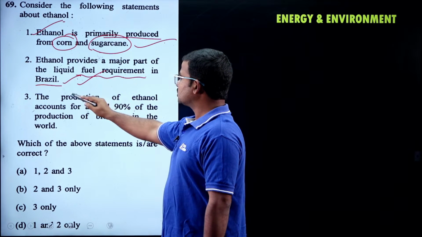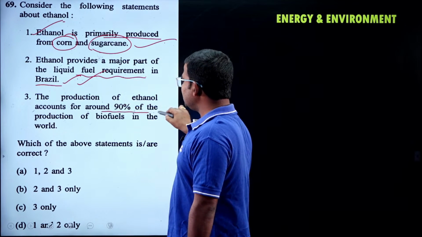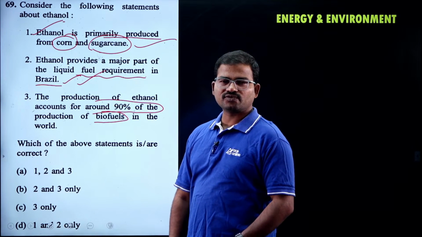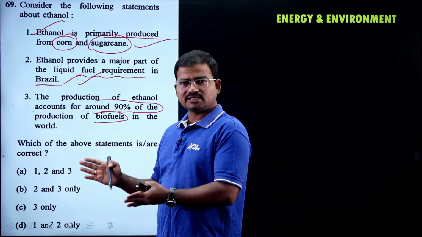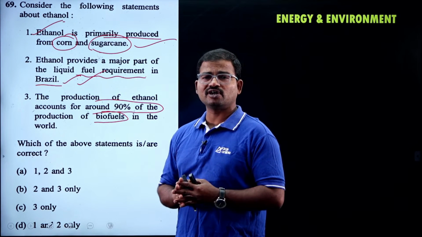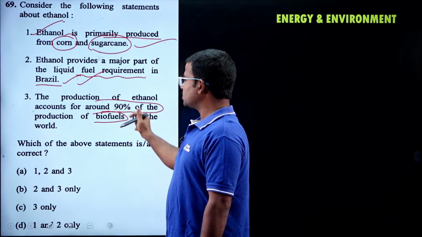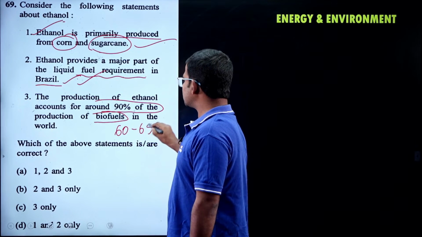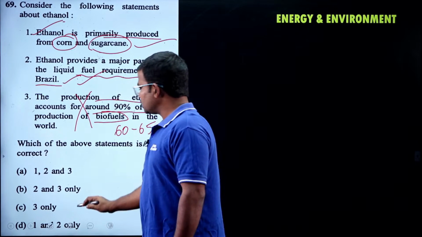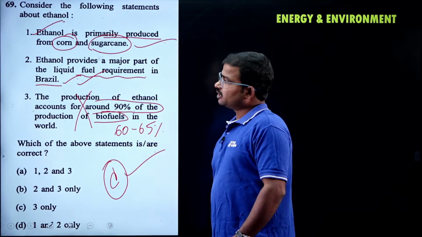Coming to the third one, the production of ethanol accounts for around 90% of the production of biofuel. Actually, guys, at present we are in 2024, and by this date ethanol accounts for only 60 to 65% of biofuels. So this statement is completely wrong. Only 1 and 2 are correct, so the final answer is option D. Next one.